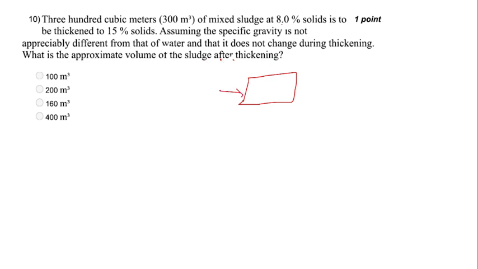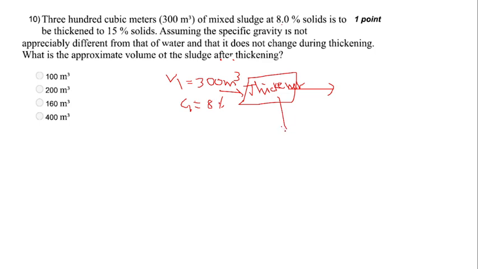So there is a thickener tank. Similar to the previous one, we have to draw the block diagram. This is the thickener. The inlet to this system is 300 meter cube, so the volume V1 is 300. And then the amount of solid content in the mixed sludge, the initial concentration C1, is taken as 8%.